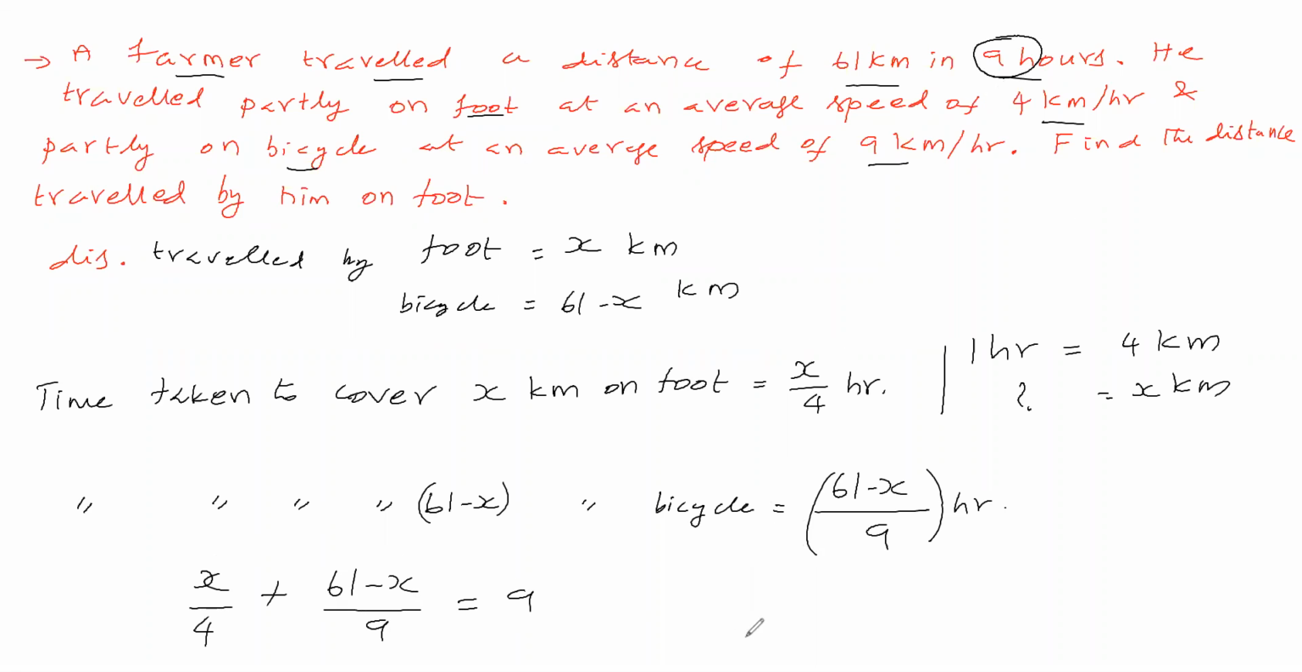By simplifying this, we will get x. So x is equal to 16. So 16 kilometer is the distance traveled by foot. The rest is by bicycle. Let us go for the next question.